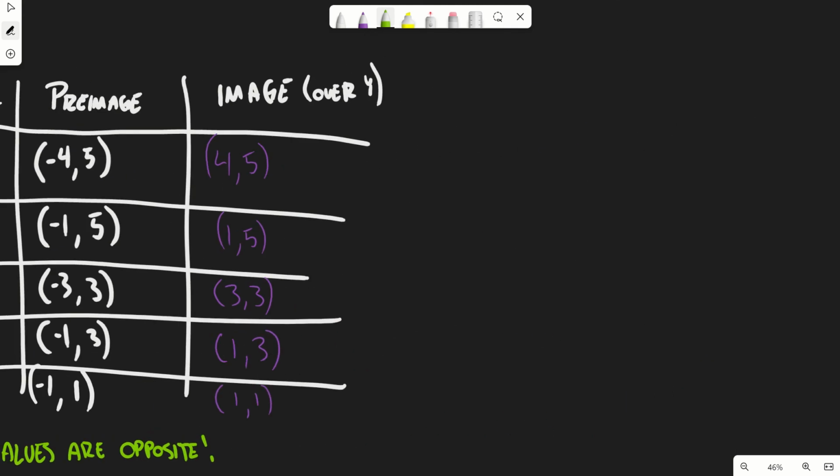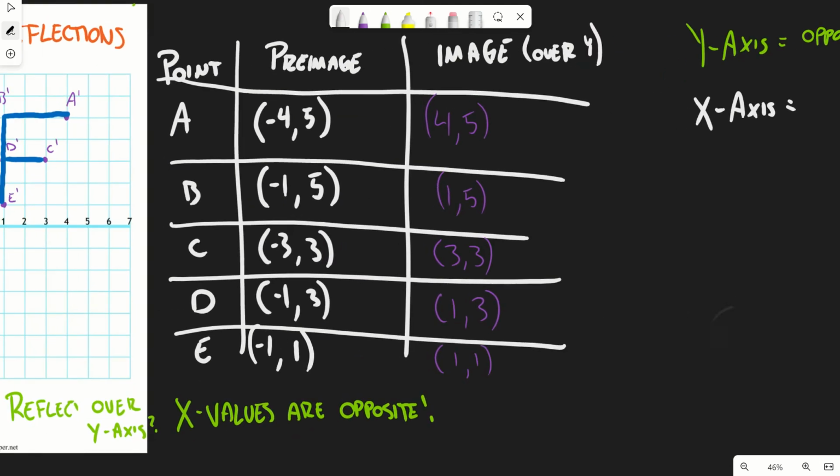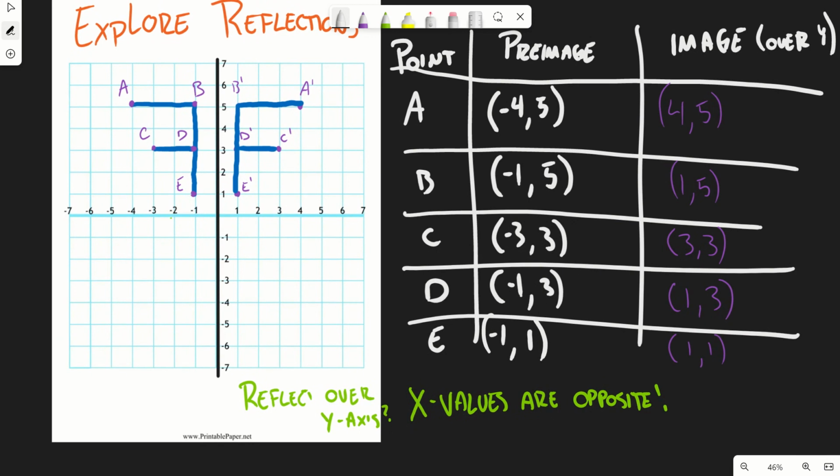So we could say y-axis equals opposite x values. So, just as a precursor to where we're going to be going, what about my x-axis? Think through this, and we'll reflect our pre-image to our x-axis. We're going to have new points here. Now this is going to say over x.